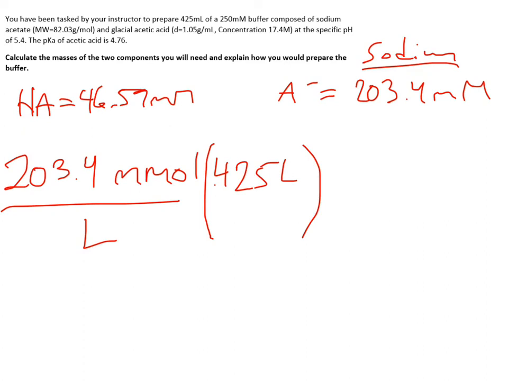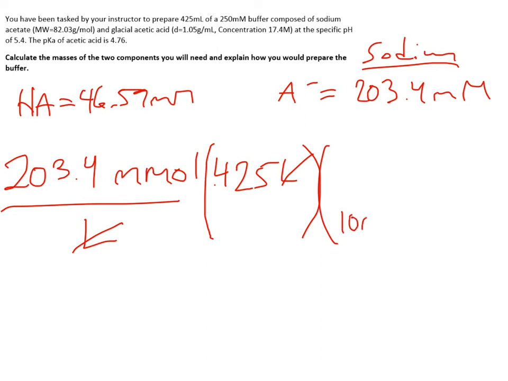We're not trying to make a whole 1 liter here. We're only trying to make 42.5% of 1. So that's going to cancel our liters. That's going to tell us how many total millimoles. Now, what else are we given about sodium acetate? It is 82.03 grams per mole. And that's in moles. We're in millimoles here, so we need to get to moles.